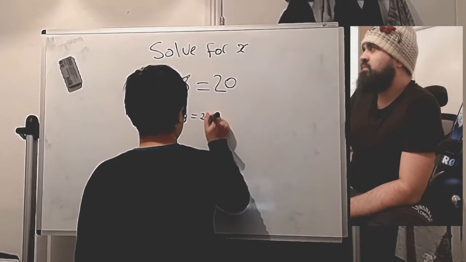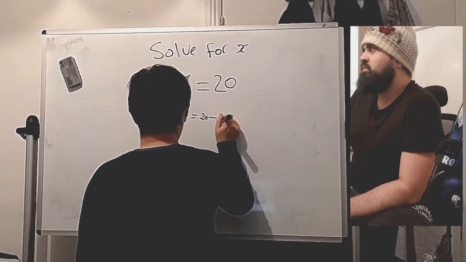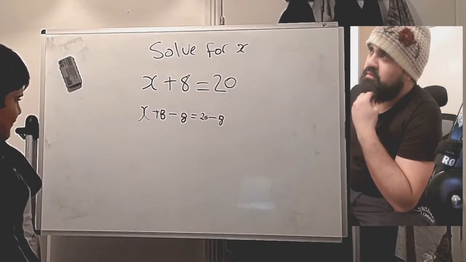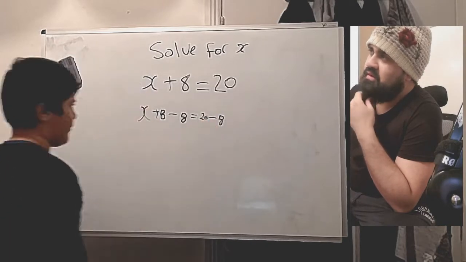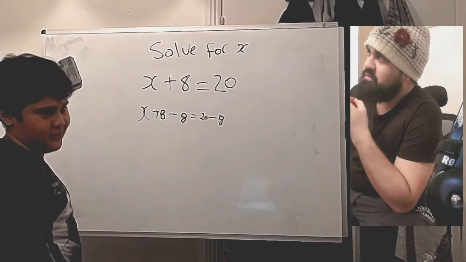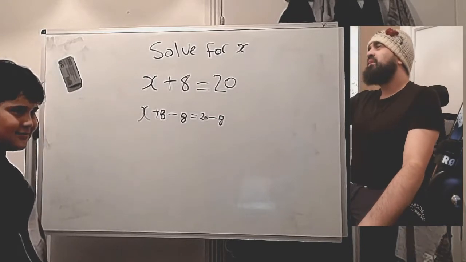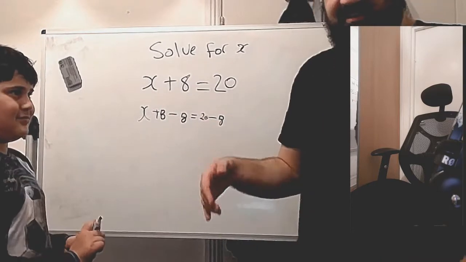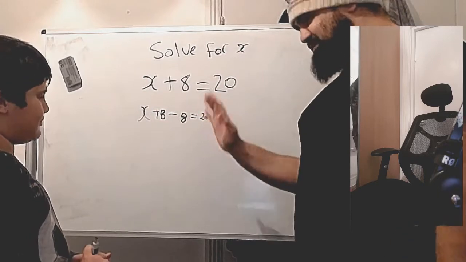x minus 8. Why did you do minus 8? Why not plus 8? Because the answer is 20. How can it be higher then? That's a good logic, a good way of thinking. He said basically it equals 20. So if he done 20 plus 8, how can the answer be high? Okay, that's good logic.